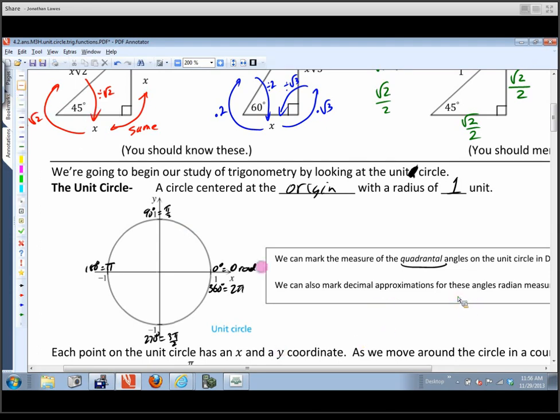So this is going to be 0. Pi halves is 1.57 approximately. Pi, of course, is 3.14. 3 pi halves is 4.71, and if we go all the way around the circle, that's 2 pi, or 6.28. So if we had an angle of 2, 2 would put us about right here, somewhere in quadrant 2. If we had an angle of 5, this is 1.5, there's 3, there's 4.7. 5 would be somewhere around here in quadrant 4, okay?